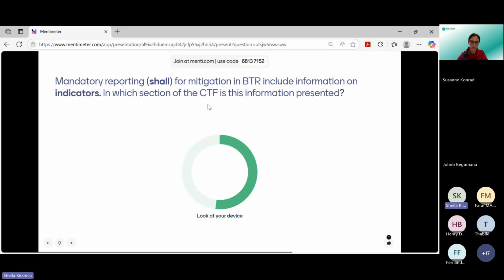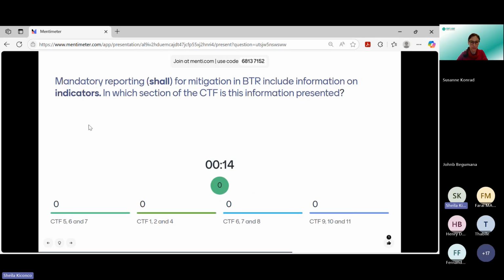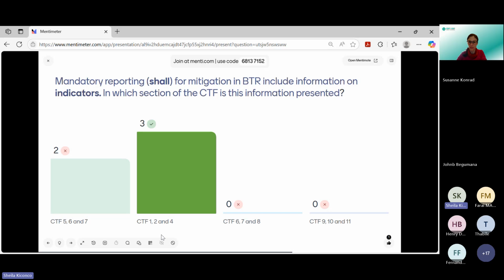Mandatory reporting for mitigation in the BTR includes information on indicators. Which section of the CTF is this information presented in? As you may be aware, this is a "shall". In which CTF table do we report indicators? We have different options here.